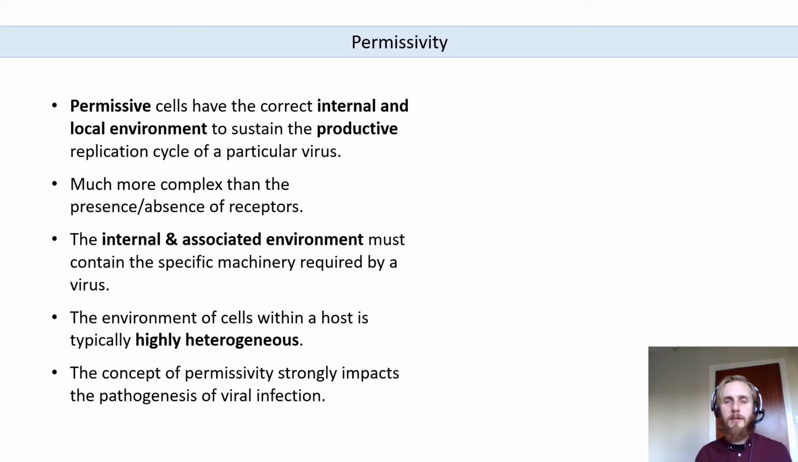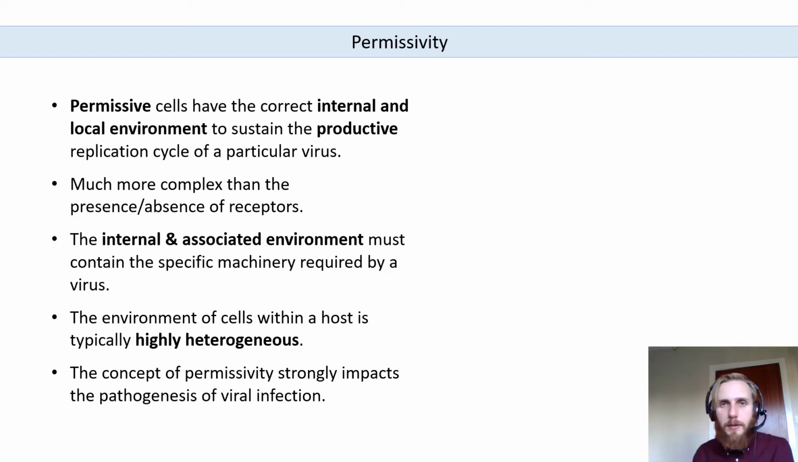So we have a cell type that is susceptible to infection, so the virus can attach and then presumably enter into the cell. But can the virus then do all the other things? Can it express its genome? Can it replicate its genome? Can it then assemble new virus particles? All these are elements of permissivity.